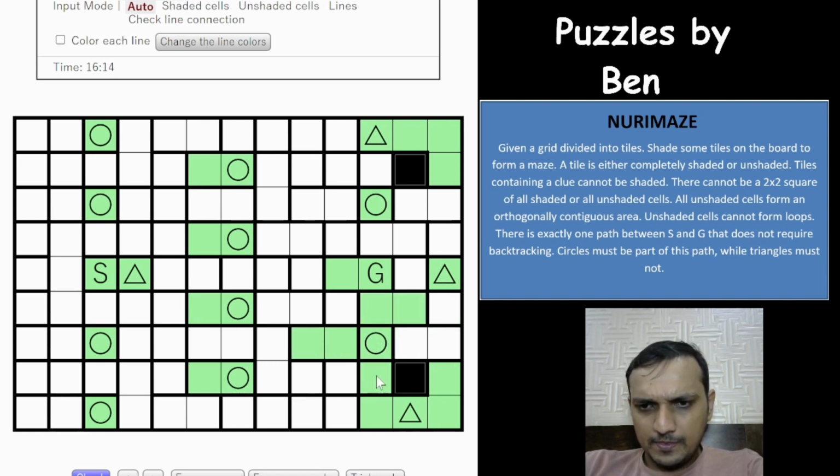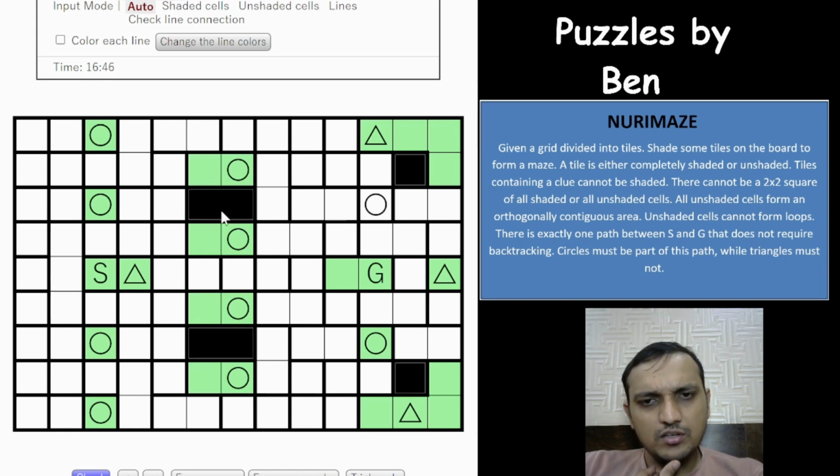Now let's see. In the same way, I can see for this circle, this cell is also not the path for the circle. So it is either these three cells. Okay, this is not the path here. These are shaded because you cannot form a 2 by 2 of unshaded cells here.